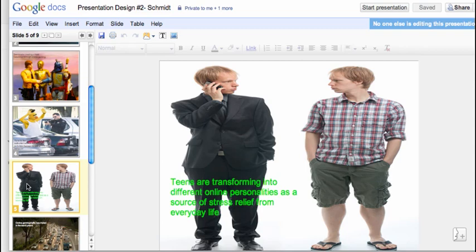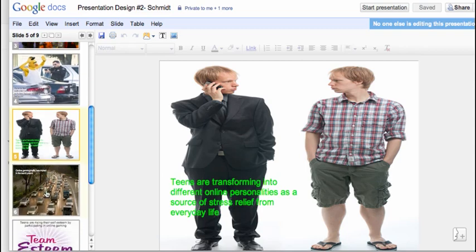Here's something that I just thought was a little creative. I found this off of Flickr, and it's the same guy dressed two different ways. My point in trying to show that was that people can transform into a whole other personality when they're online, and that's something that's directly connected with my story, so I'm going to definitely have this slide near the story part of my presentation.